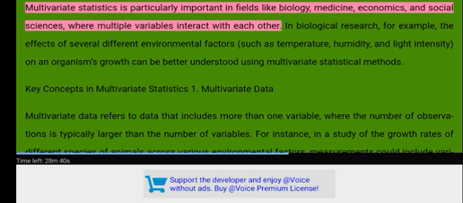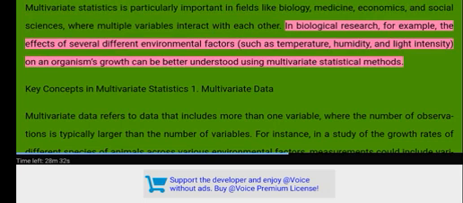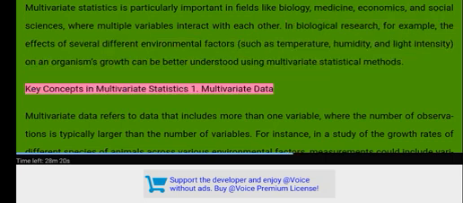Multivariate statistics is particularly important in fields like biology, medicine, economics, and social sciences, where multiple variables interact with each other. In biological research, for example, the effects of several different environmental factors, such as temperature, humidity, and light intensity on an organism's growth can be better understood using multivariate statistical methods. Key concepts in multivariate statistics.